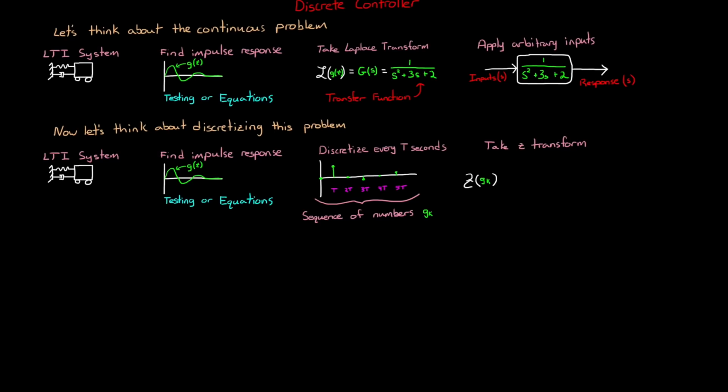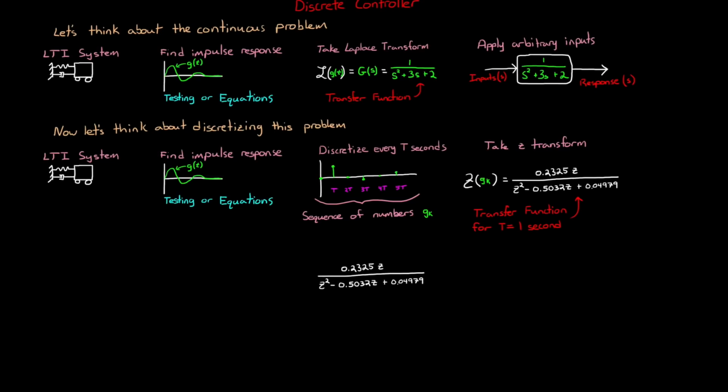And from here we can now take the z transform of g sub k to convert our discrete time domain signal into a discrete z domain signal. This results in a discrete transfer function that, just like with our S domain counterpart, represents the impulse dynamics of our discrete system. For this example, I've assumed a sample time of t equals 1 second. And this is still an LTI system, and multiplication in the Z domain is the same as convolution in the time domain. So just like with the S domain transfer function, we can just apply arbitrary inputs, and the response, once again, is the product of the two.